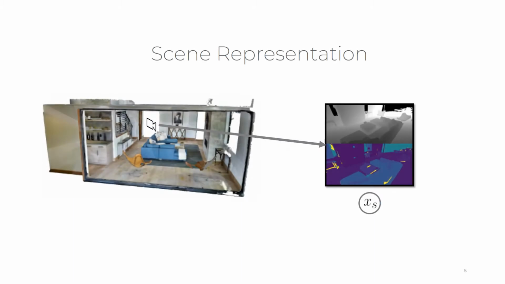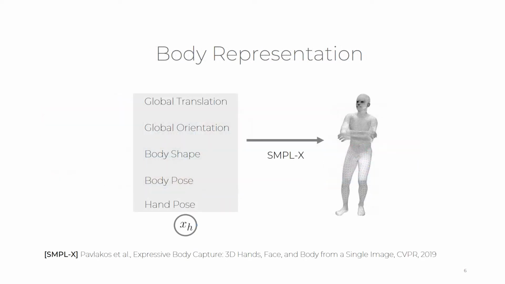In a 3D scene, we set up a camera and record the depth map and semantic segmentation from that camera view. At the same time, we represent the human body by several parameters. With these parameters, we can use the SMPL-X model to obtain a body mesh. Since SMPL-X is differentiable, the constraints applied on the body mesh can update these body parameters.